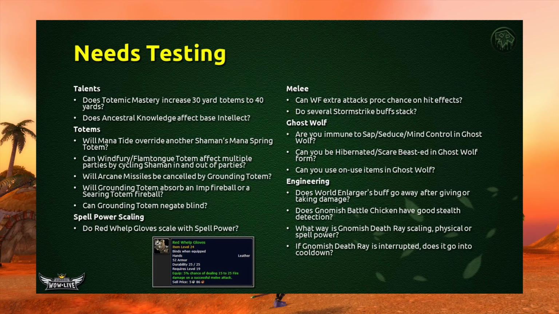A lot of questions we don't know. There's still a lot of testing we need to do in Classic WoW. If you're willing to help, hit me up on Discord, Melderon, #1287, or come find me in the Shaman Discord. Link is in the description. And if you're willing to help test some of these things, I'm more than happy to work with you. So just let me know.